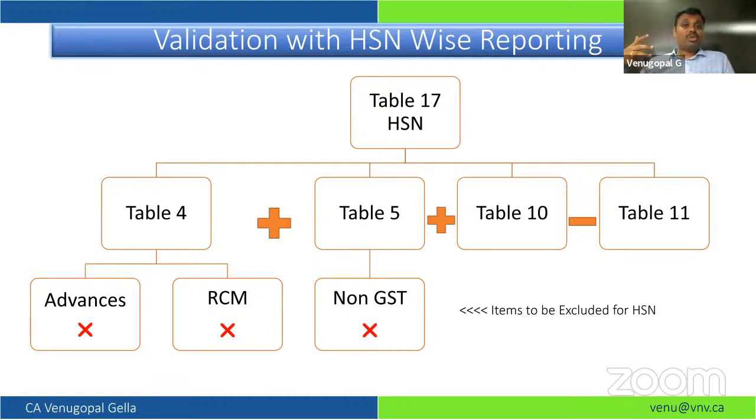What are the values I should consider? The values that I've reported in table 4, 5, 10, and 11. The points you will not consider for table 17 are outward supplies under RCM, advances, and non-GST. These are the values that you would be excluding for reporting into table 17. So friends, with this, I have come to the end of my presentation.